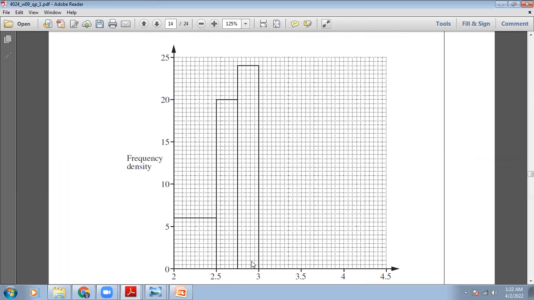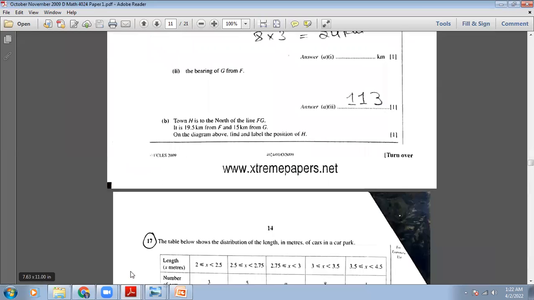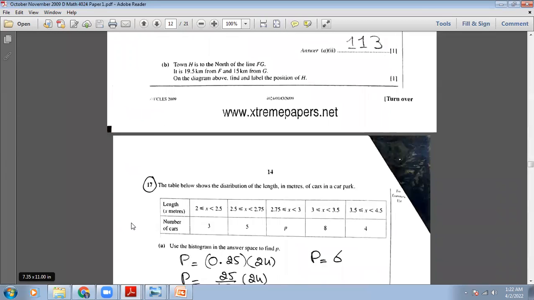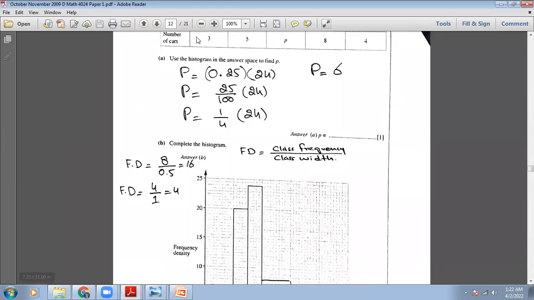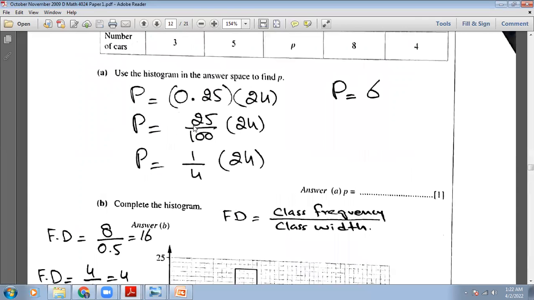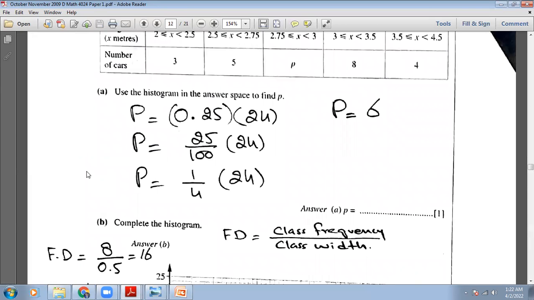So the area of this bar. This much is 0.25, and this is, I think, 24. So just multiply these two numbers, you get the frequency. So it will be 0.25 multiplied by 24, that is 25 by 100 multiplied by 24. So it will be 1 by 4 multiplied by 24, and that will be 6. So the value of the frequency here, which was P, is 6.